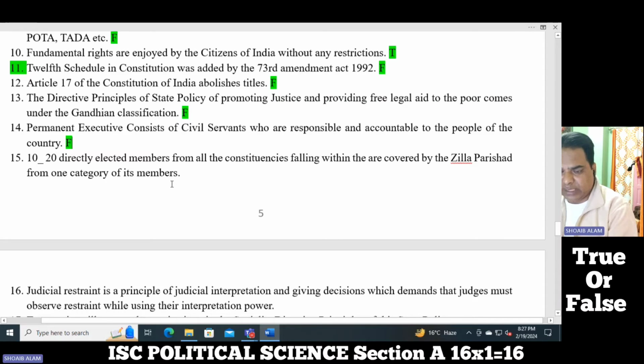Number 15. Again, the same question has been repeated over here. 10 to 20 directly elected members from all constituencies. So it should be 10 to 15. So it will be false. If it is 10 to 15 directly elected members, then it will be true.